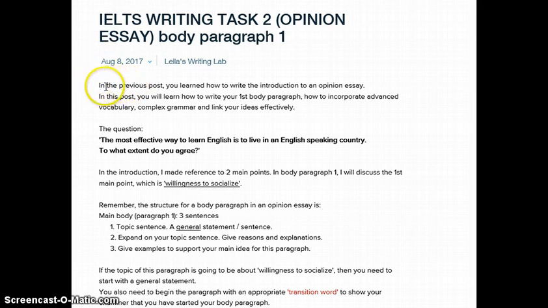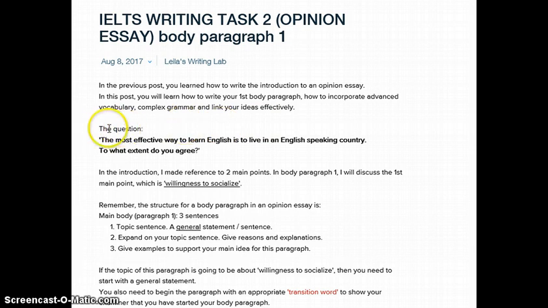So in the previous post, you learned how to write the introduction to an opinion essay. In this post, you will learn how to write your first body paragraph, how to incorporate advanced vocabulary, complex grammar, and link your ideas effectively. And each of these are very important in order to get a high band score.